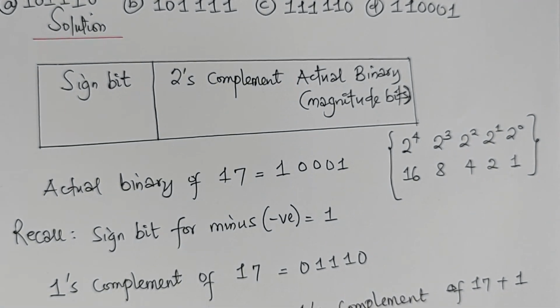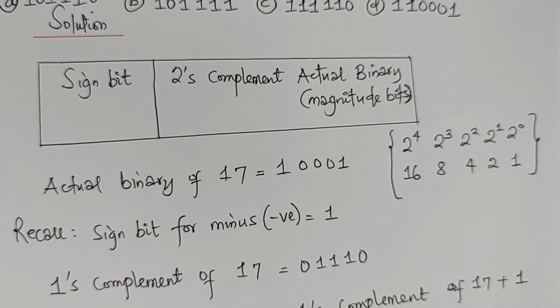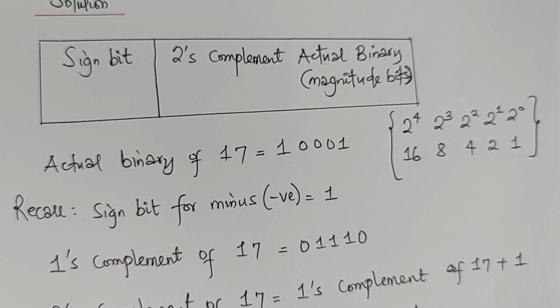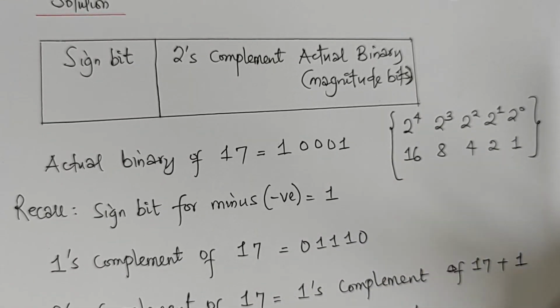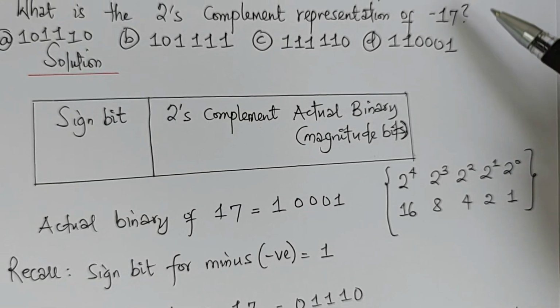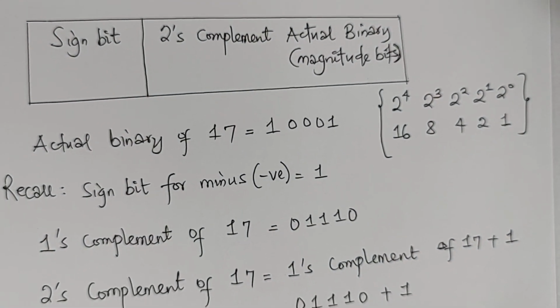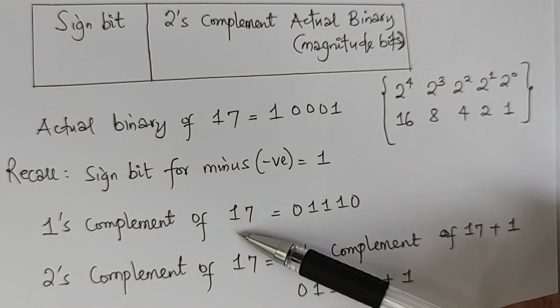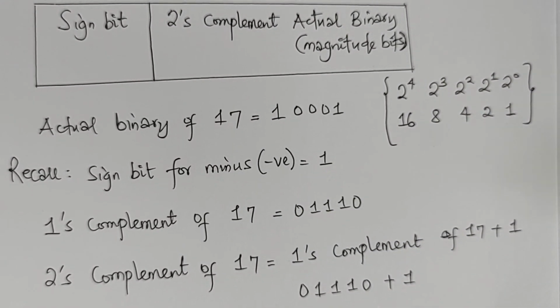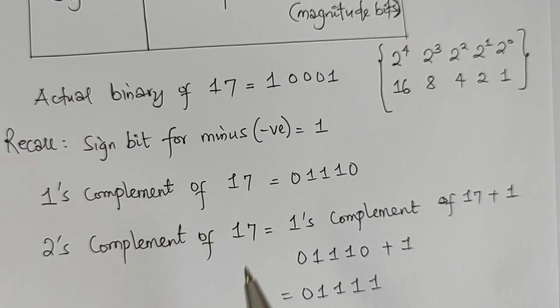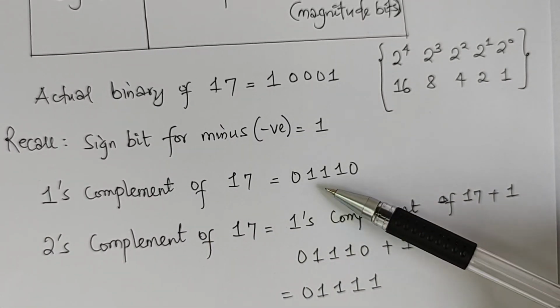Now, there is also a rule for what we call the sign bit. When you have a negative number, you're going to have the sign bit as 1, and vice versa. It means for plus, we're going to have the sign bit as 0. Now the question we have here is actually minus 17. So we can first of all check for the complement of 17 and then put the sign as we move forward. So for the first complement of 17, we have 01110.